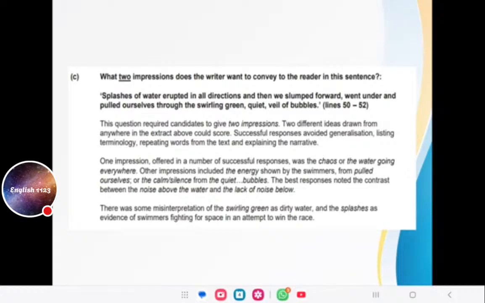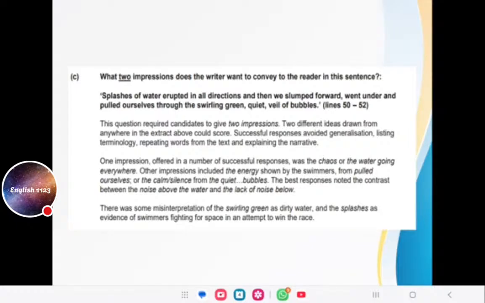One impression offered in a number of successful responses was the chaos or water going everywhere, that is, splashes of water erupted in all directions. This is the first impression that most of the students went for. That was quite evident in the first line. Splashes of water erupted in all directions. That shows lots of activity also. Was the chaos or the water going everywhere? Other impressions included the energy shown by the swimmers from pulled ourselves, or the calm silence from the quiet bubbles. The best responses noted the contrast between the noise above the water and the lack of noise below.